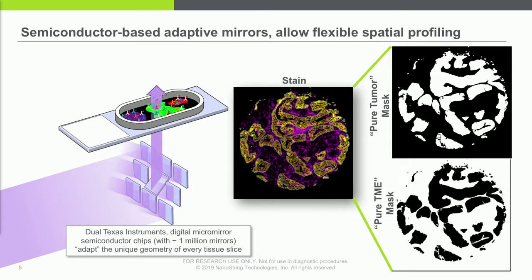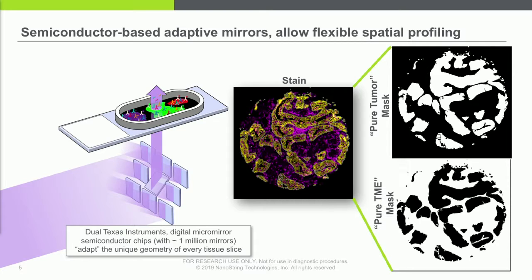So in the back of the GeoMx instrument is adaptive optic. It's actually 2 small digital micromirror semiconductor chips with about 1 million mirrors. That allows the microscope to actually take a picture. That picture can actually be converted into a mask.